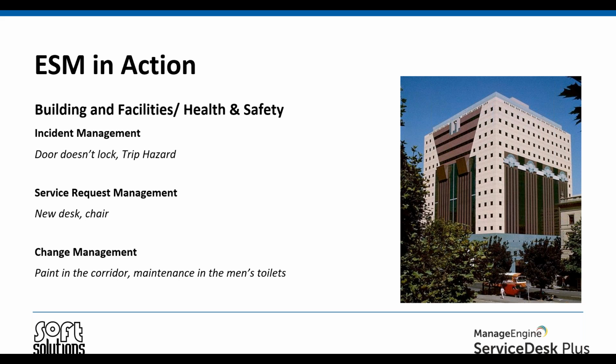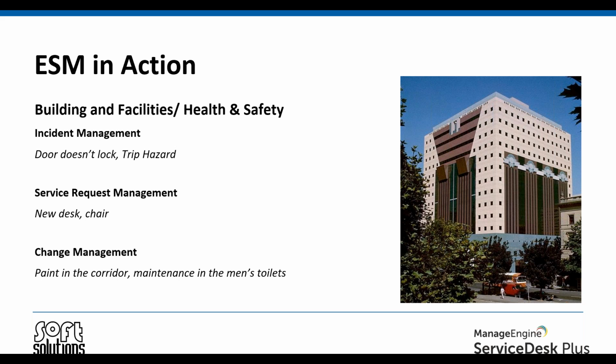It can be as simple as, hey, the door doesn't lock, or we've got a trip hazard here. You would just raise the request with the building or facilities department, health and safety. Then service request management. So, hey, I'd like a new chair, I need a new desk. If you have the service catalog working, you can make it easy to specify what you're after. It's as easy as opening up the form and ticking which boxes you want: I would like a chair, I would like a desk, and then that can be sent for approval.